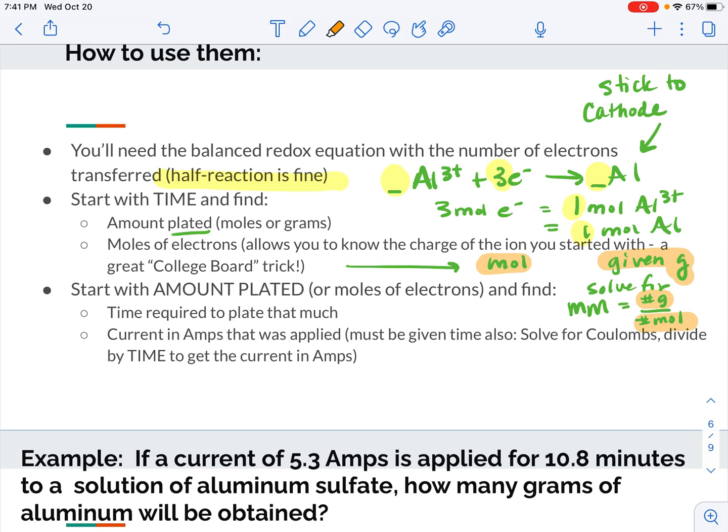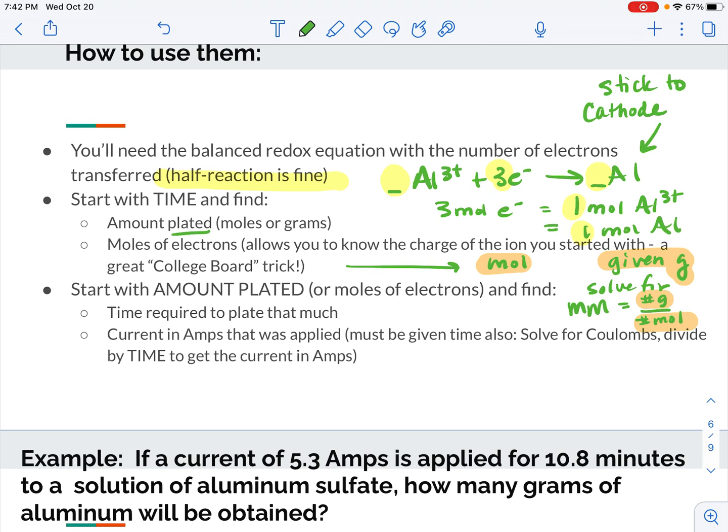Start with time and go to amount, usually in moles or grams, okay? Or you can go backwards from that. You can start with the amount, or you could even start with the moles of electrons and find how much time it took to plate that much, or the current that might be required. And so if you're solving for time, that's relatively straightforward.